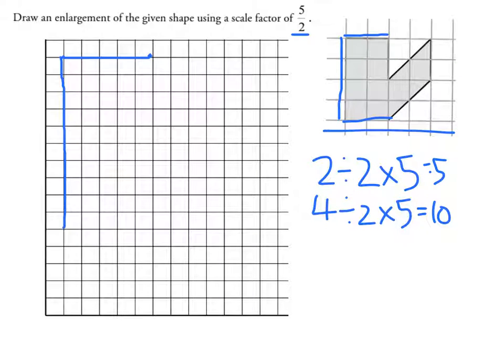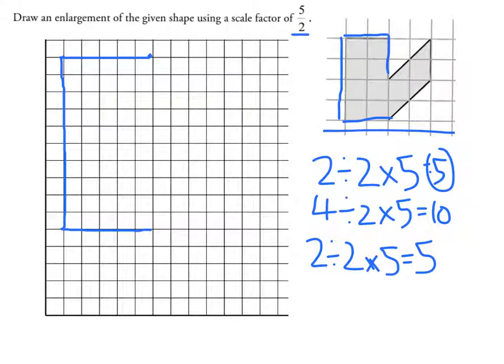Then I'm going to go along. Well, that's 2 again, so that's going to be 5 again. So that first one, 1, 2, 3, 4, 5. Now I would do all the straight sides in one go, so I'm not going to do the 2 diagonals. I'm going to do this one here, which is also 2. So that's going to be 2 divided by 2 times by 5. Well, that must be 5 as well. So coming down 1, 2, 3, 4, 5.